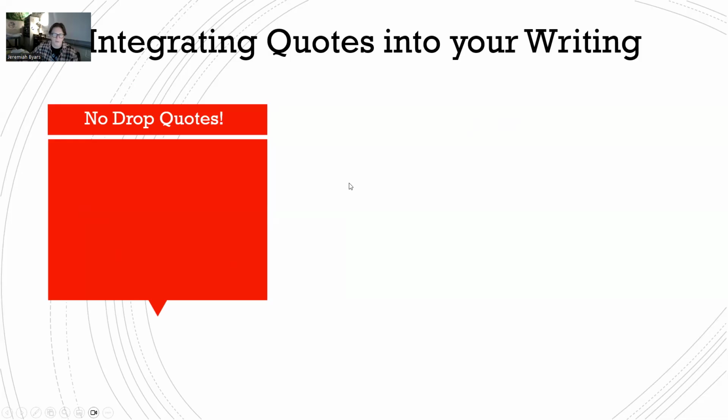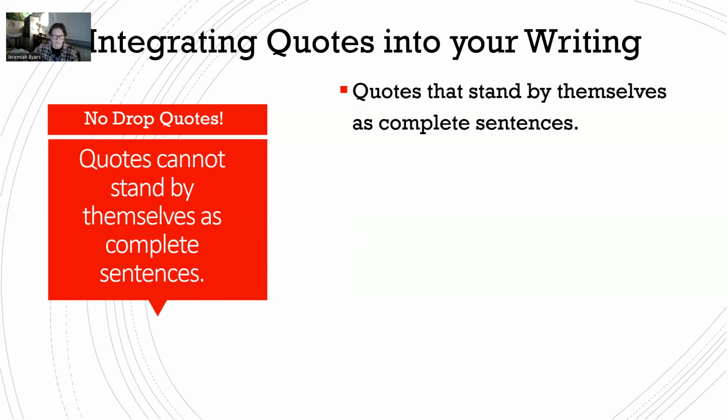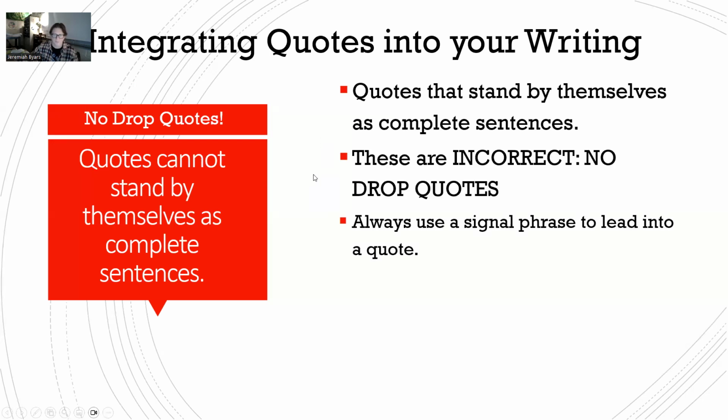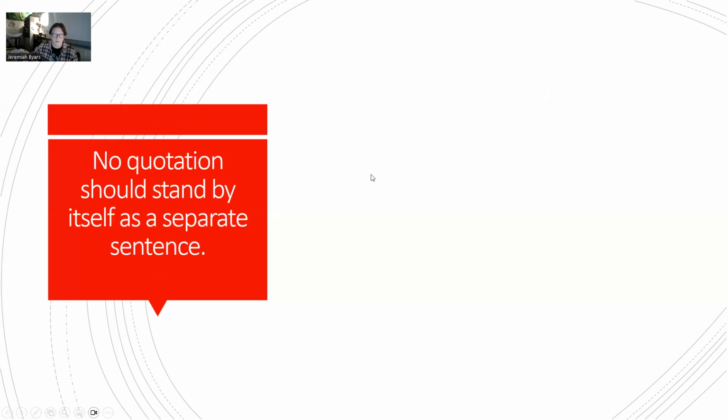No drop quotes. Quotes cannot stand by themselves as complete sentences. When you pull a quote out, you have to use it correctly, and you have to do what's called integrate it into a sentence. Okay. Quotes that stand by themselves as complete sentences are drop quotes and they are incorrect. You have to use what's called a signal phrase to lead into the quote. All right. A quote cannot be a sentence all on its own, because in that case, it's a drop quote.